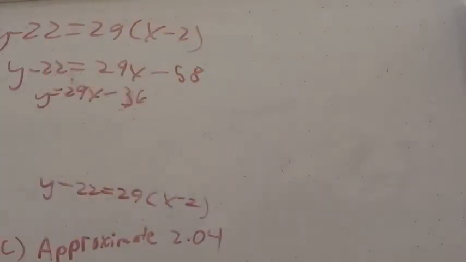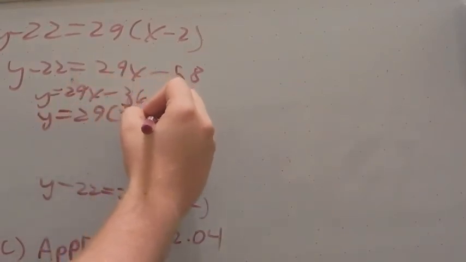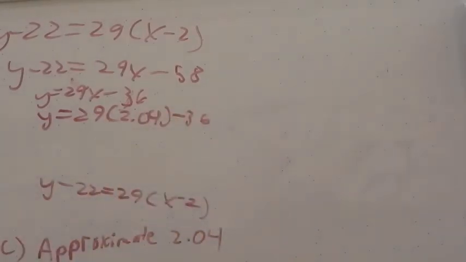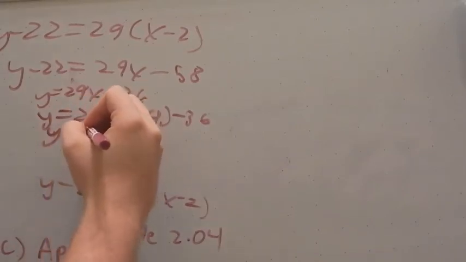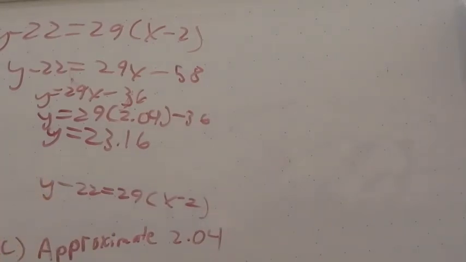Okay, so now you just plug 2.04 into that equation. So you would get y, hold on, let me write this. Y equals 29 times 2.04 minus 36. So 29 times 2.04 minus 36 would equal 23.16. Okay, so we know that is the value. So that is your approximation.